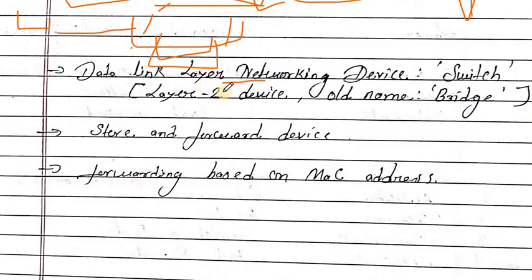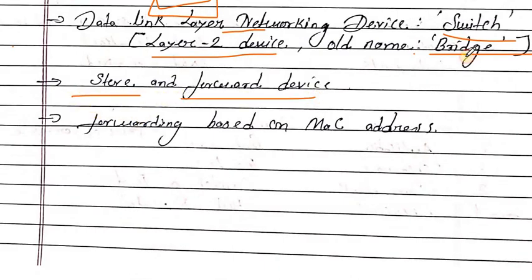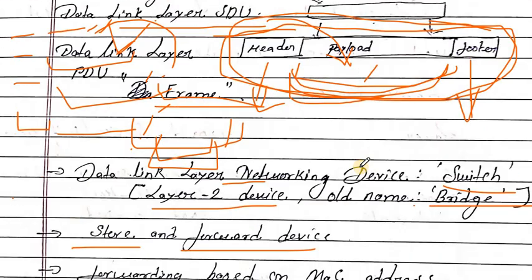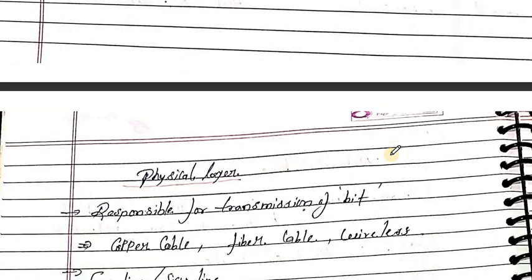In the data link layer there are network devices called switches and bridges. These are called layer 2 devices, which are store and forward devices. Forwarding here is based on MAC address. In the network layer, forwarding is based on IP address. In the data link layer, forwarding is based on MAC address.